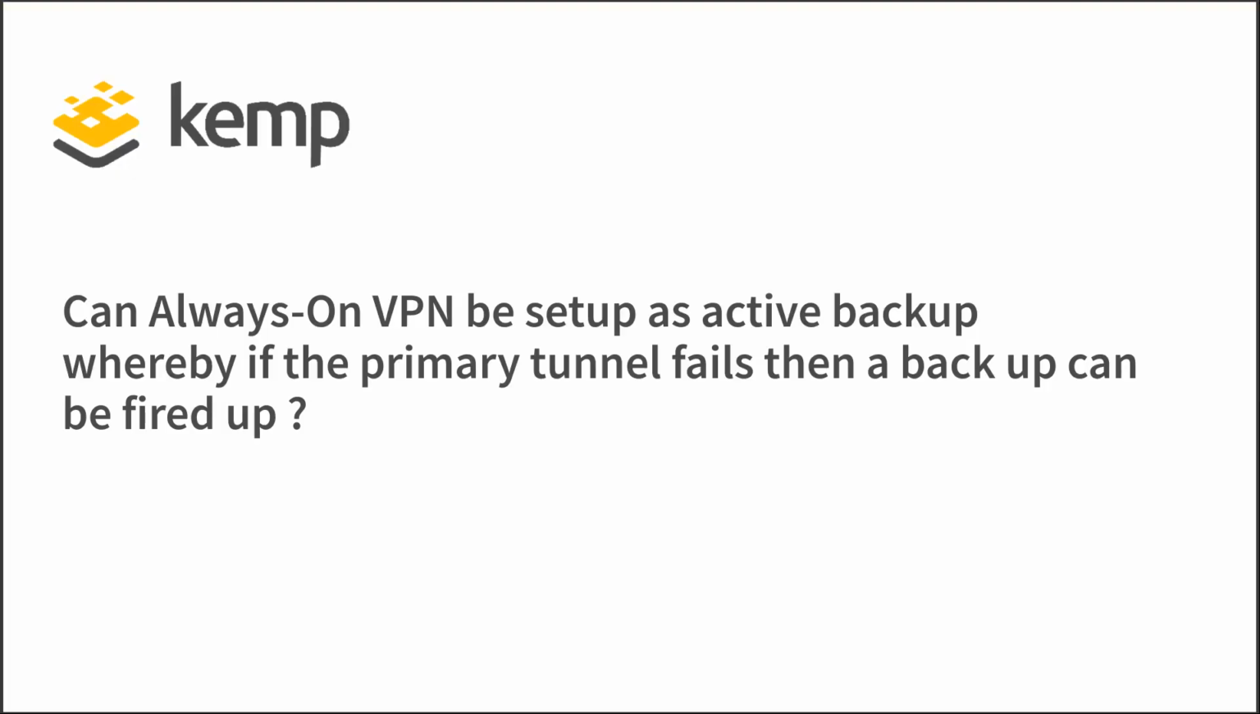Brilliant. Perfect. Can Always On VPN be set up as active backup, whereby if the primary tunnel fails, a backup can be fired up? Yeah, that is also a very good use case, because with DirectAccess, the organization was still keeping an IPv4 based VPN, because if DirectAccess fails for any reason, they have a backup option to connect to the corporate network.